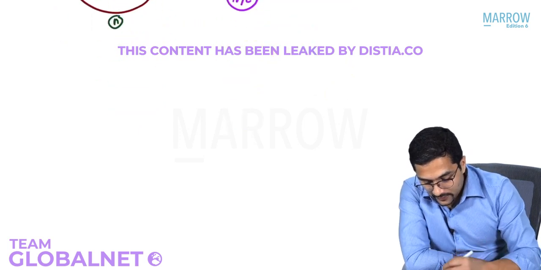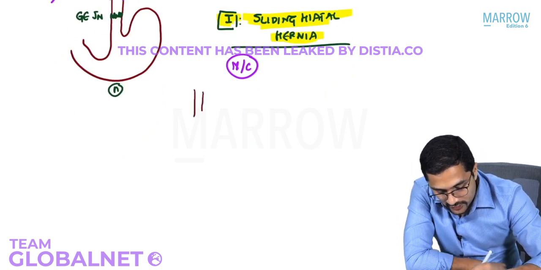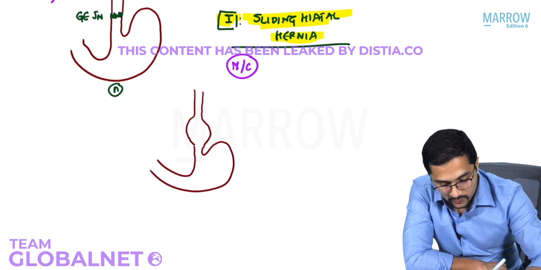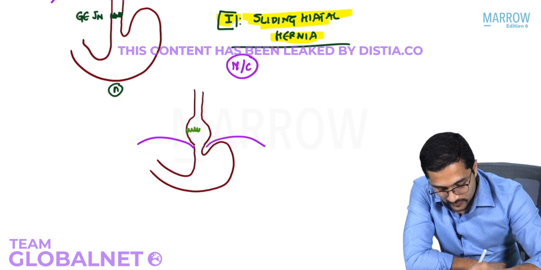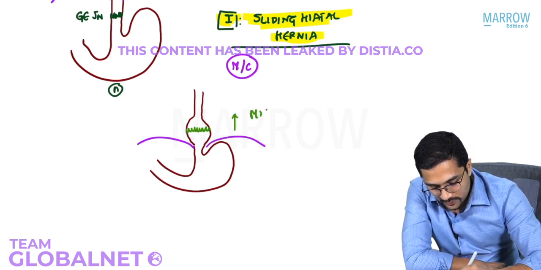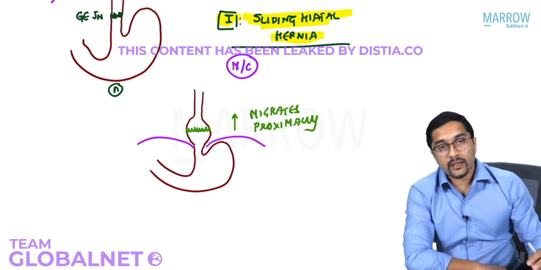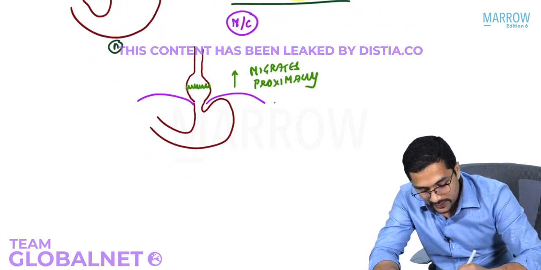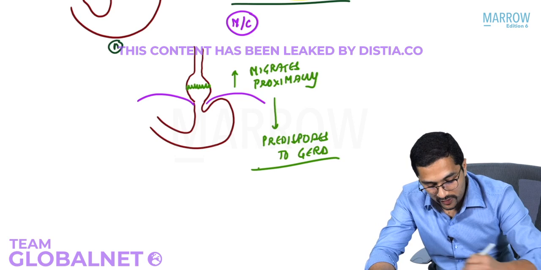Now, in sliding hiatal hernia, what happens is that the gastroesophageal junction migrates proximally. The GE junction migrates proximally, okay? So this was our diaphragmatic opening. Now the GE junction is lying in the thoracic cavity. Because it migrates proximally, we discussed that the length of the intra-abdominal esophagus will reduce. And because it goes into the thoracic cavity, what will it predispose to? It predisposes to GERD, gastroesophageal reflux disease.